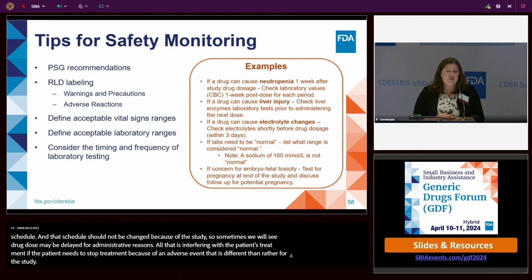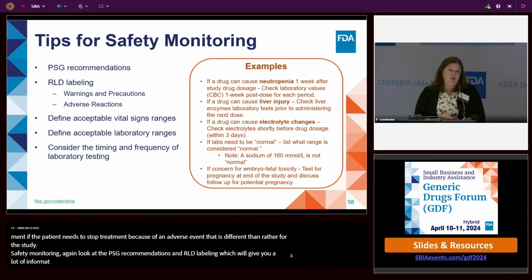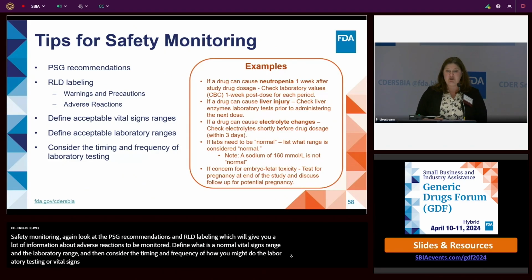All right, safety monitoring. Again, look at the PSG recommendations, look at the RLD labeling. That will give you a lot of information about the types of adverse reactions that need to be monitored. Again, define what is a normal vital sign range, define what is an acceptable laboratory range. And then consider the timing and the frequency of how you might do that laboratory testing or vital signs or EKGs, et cetera, whatever you're using to monitor these subjects.